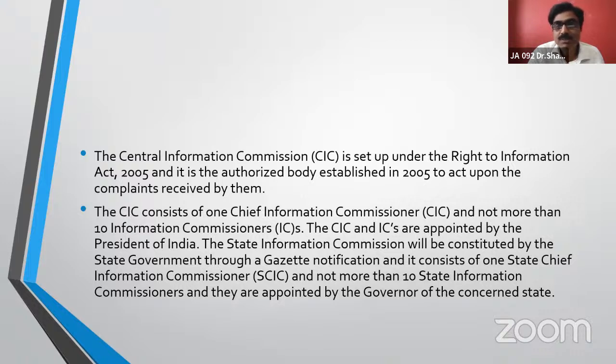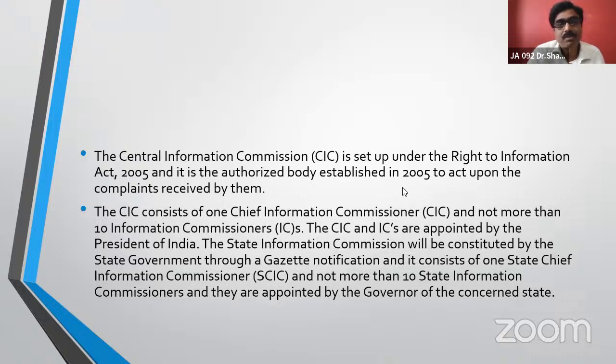The State Information Commission will be constituted by the state government through a gazette notification, and it consists of one State Chief Information Commissioner and not more than 10 State Information Commissioners. They are appointed by the Governor of the concerned state.